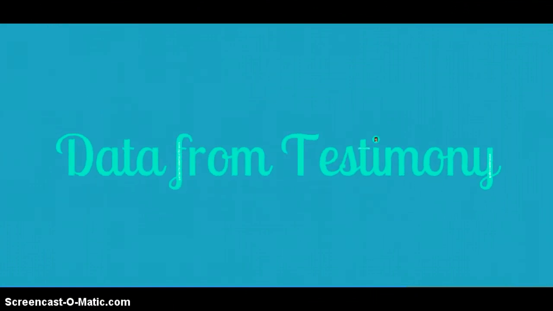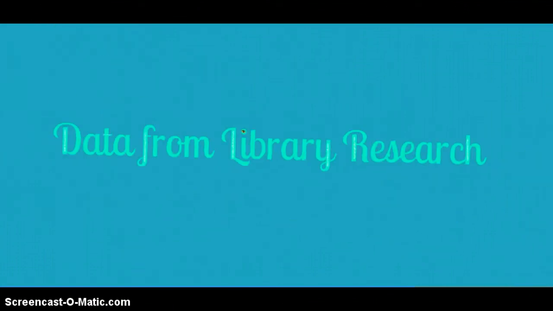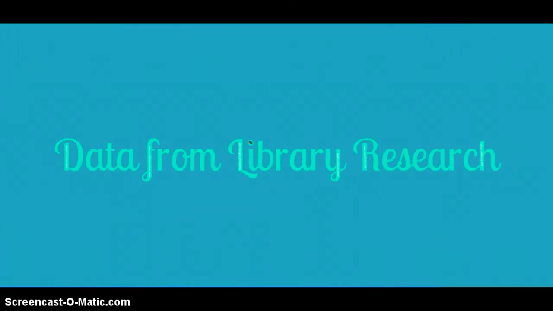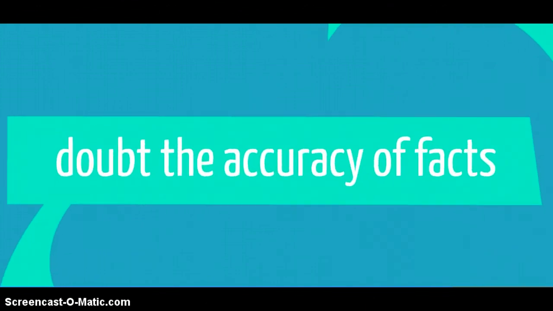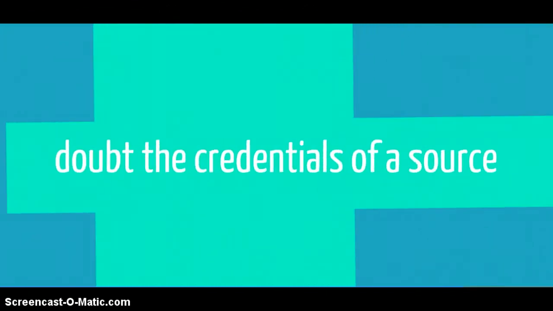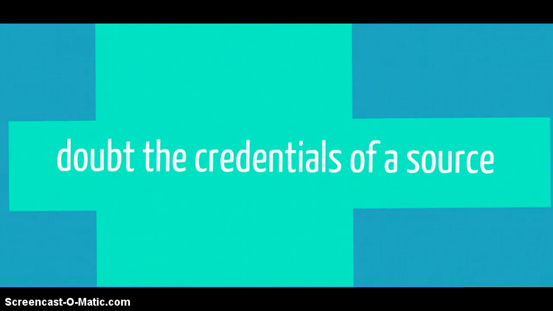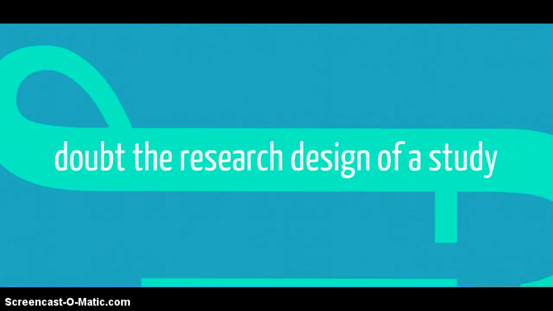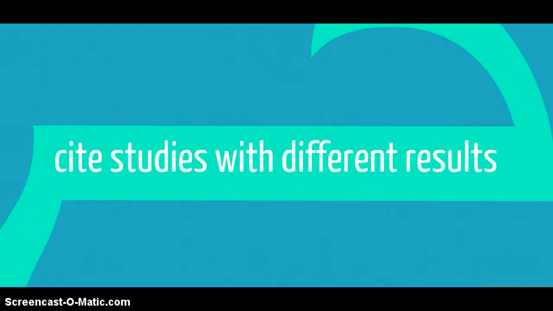Finally, when all field methods have been exhausted, consider using data from your library research. In this case, skeptics might doubt the accuracy of the facts you are providing. They could doubt the credentials of the source you are using. They could doubt the research design of the study that has been published, or they could cite different studies that have produced different results.